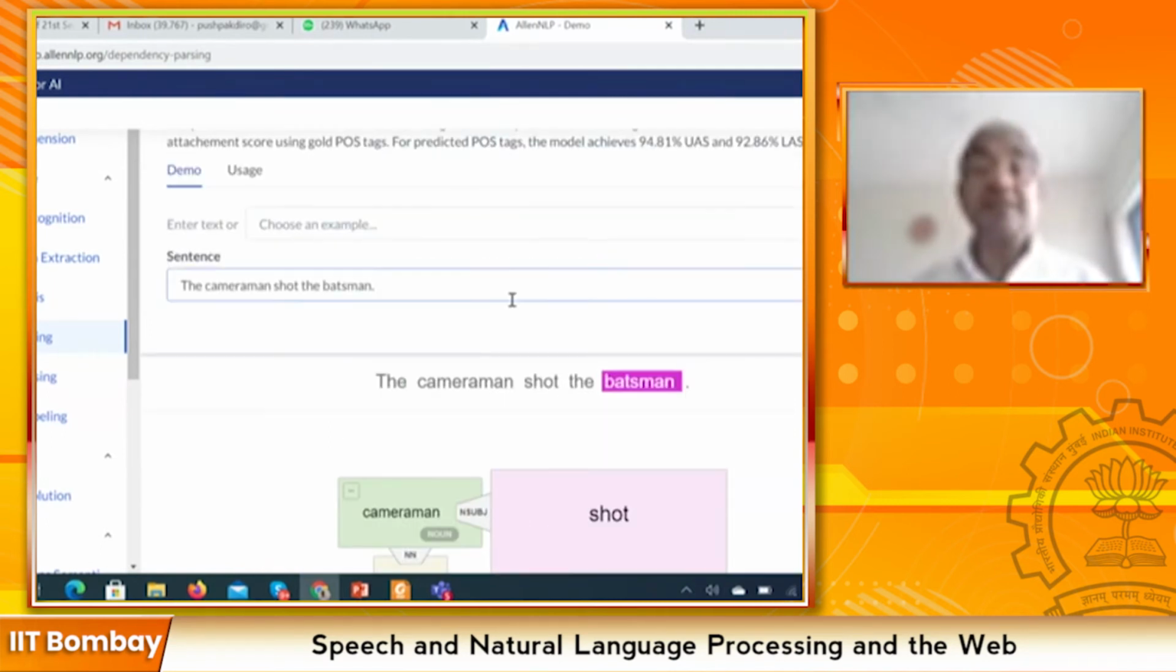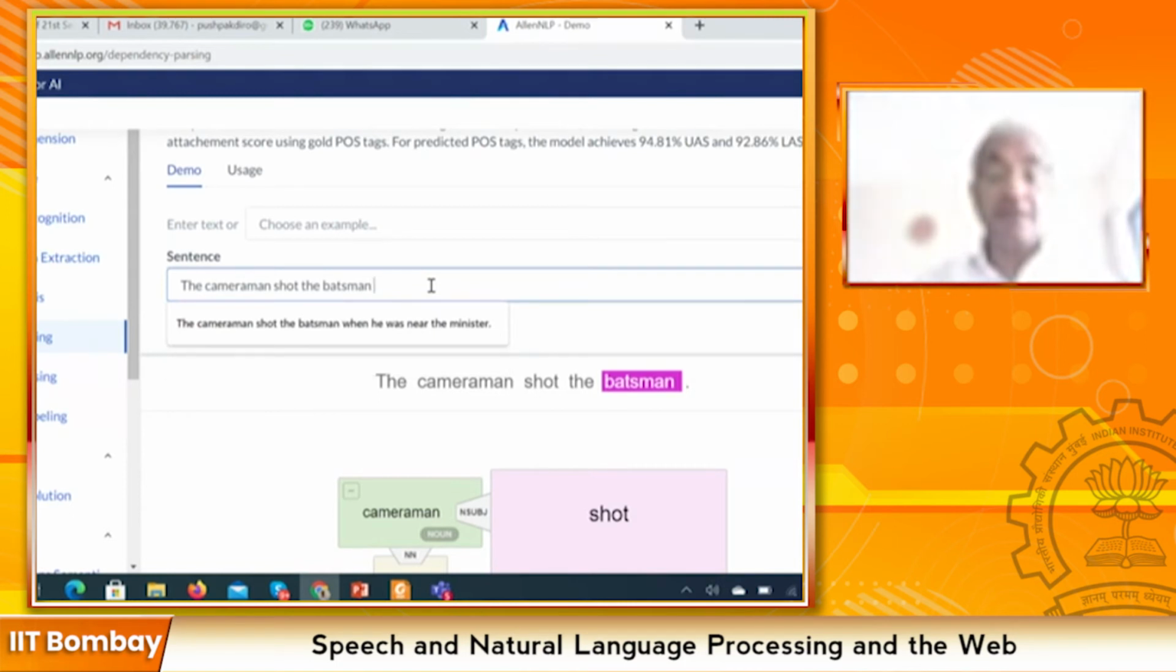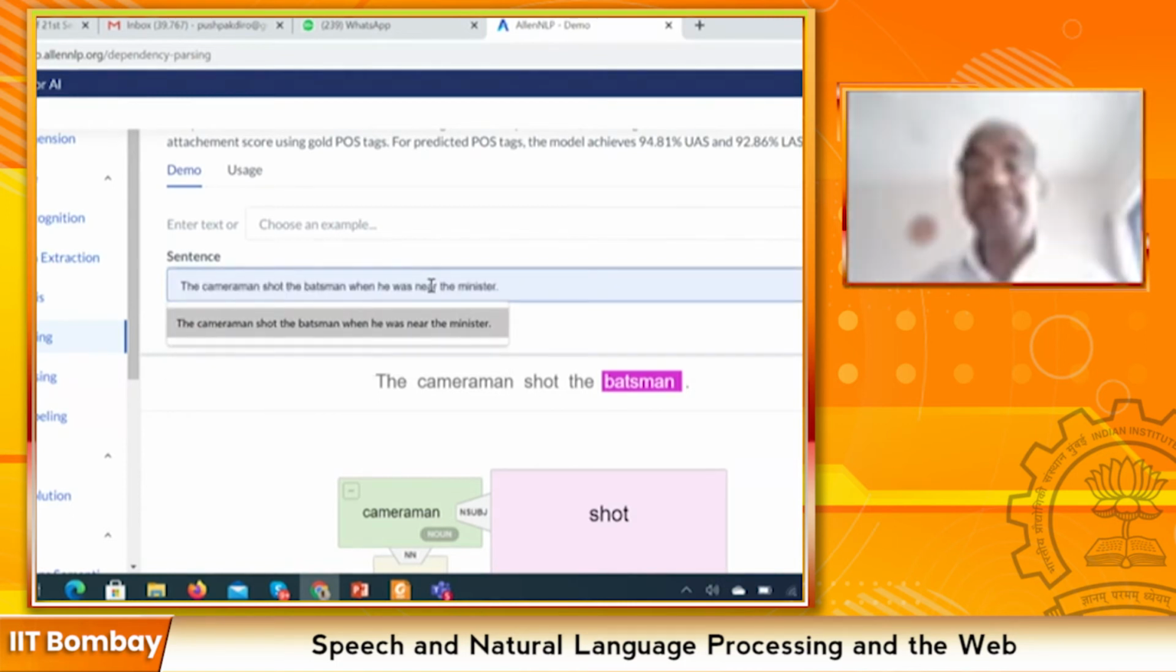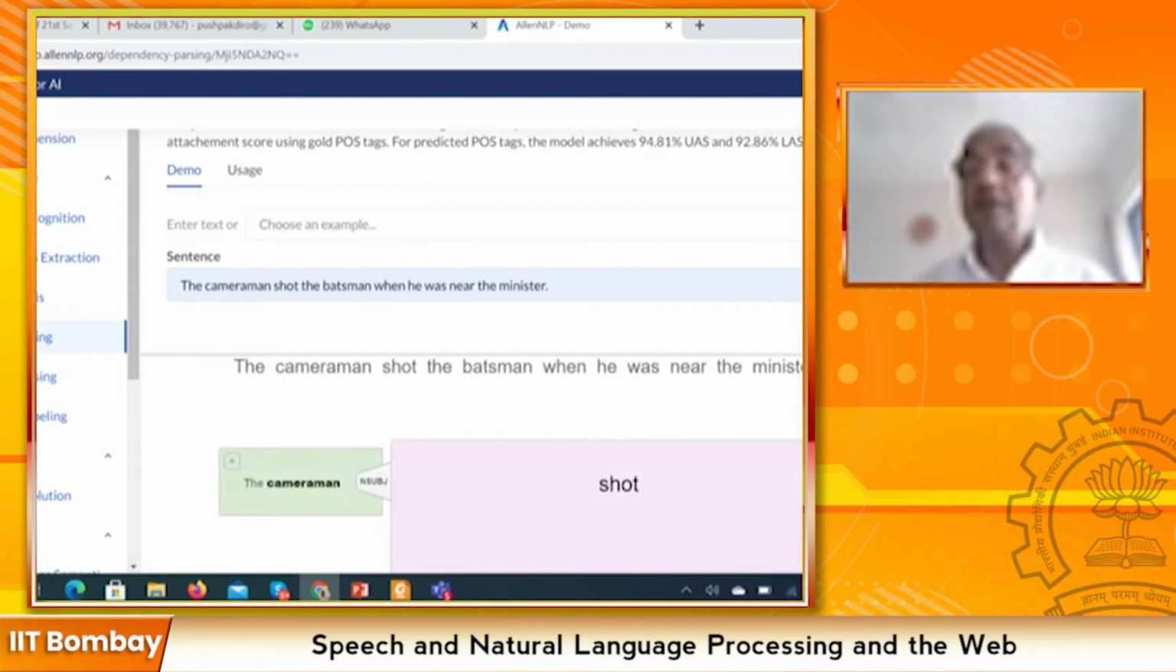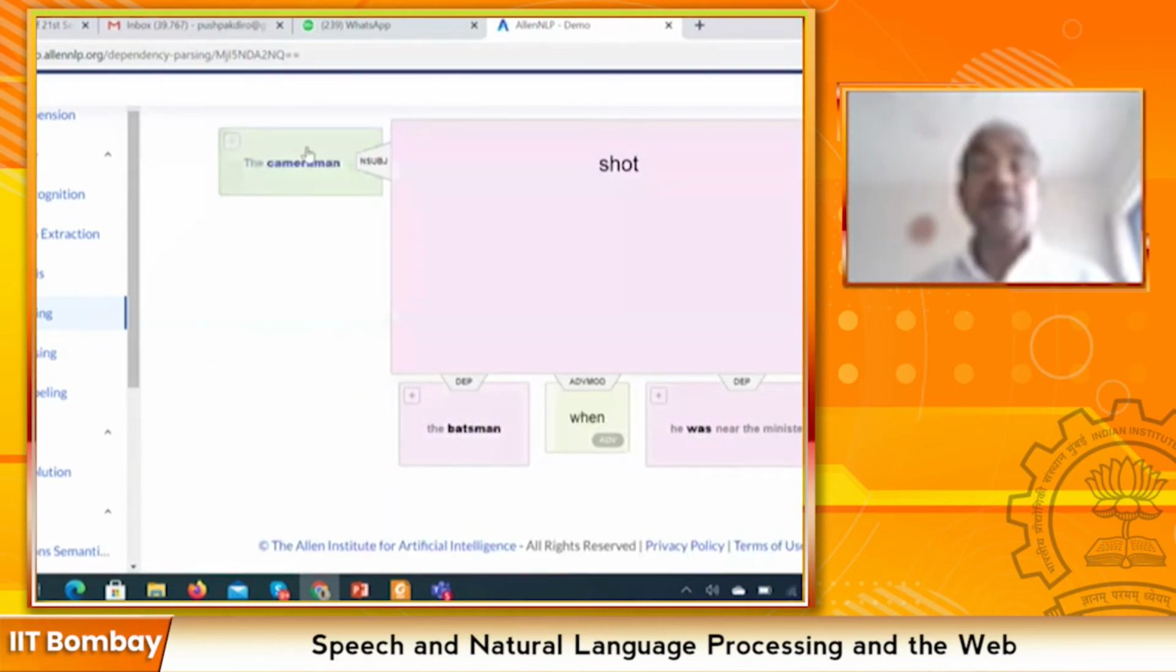Now let us make the sentence a little longer. The cameraman shot the batsman when he was near the minister, and we run it. Now the structure should be a little more complex. The cameraman is linked with nsubj to shot. Shot has a dependency with the batsman. Shot has a dependency with he was near the minister, but it has an adverbial modifier, when. So the verb has a dependency with the batsman, has an adverbial modifier, when, and a dependency with the whole sentence, he was near the minister.